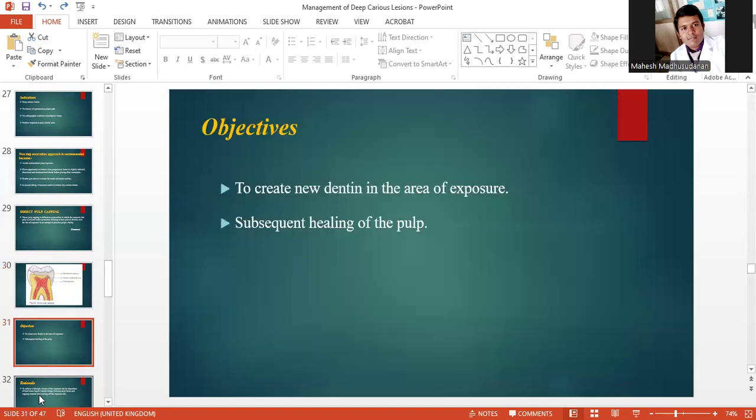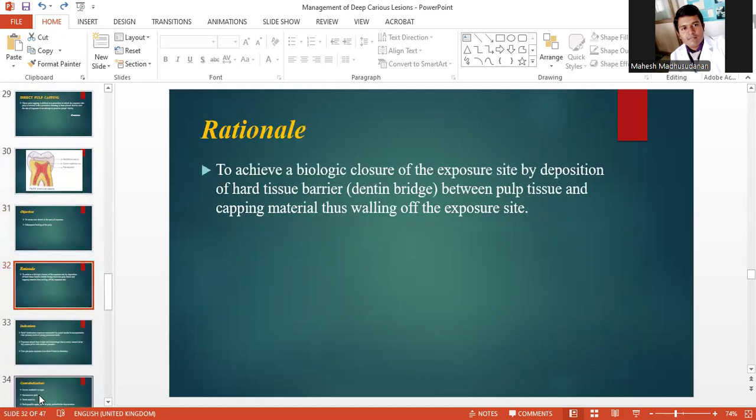The objectives of direct pulp capping are to create new dentin in the area of exposure and subsequent healing of the pulp. Rationally, to achieve a biologic closure of the exposure site by deposition of a hard tissue barrier, that is a dentin bridge, between the pulp tissue and capping material, thus walling off the exposure site.